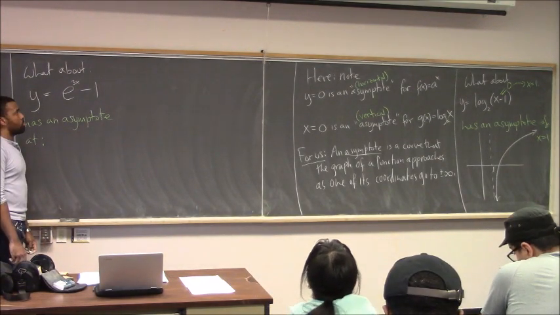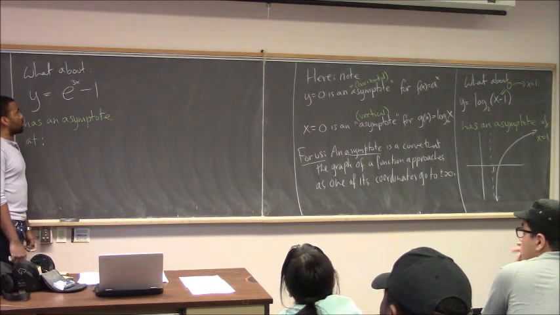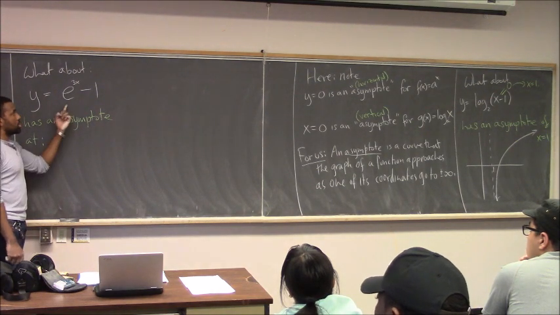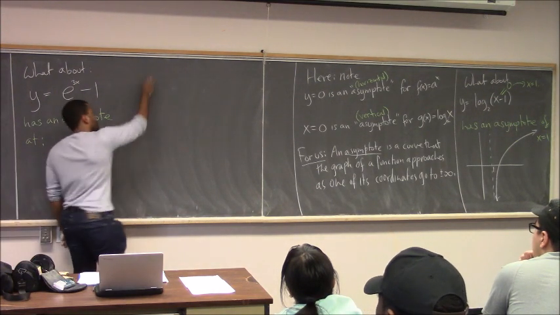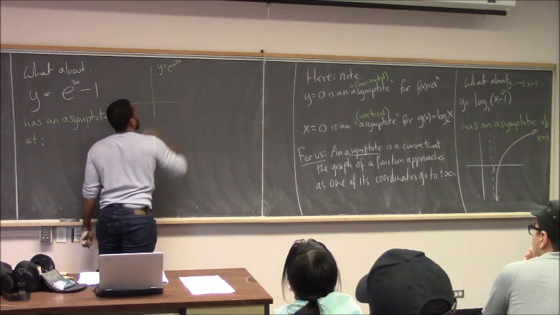I would say y equals 0. I mean x equals 0. So it has a vertical asymptote, this guy? Yeah. Well, let's think about it. What about y equals e to the 3x? What does that look like?